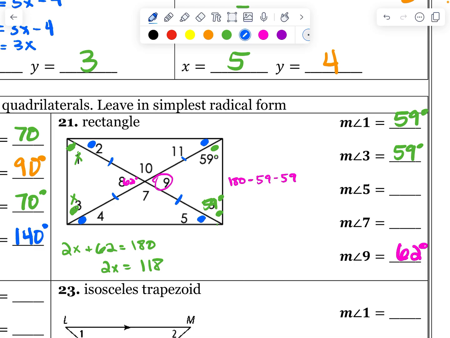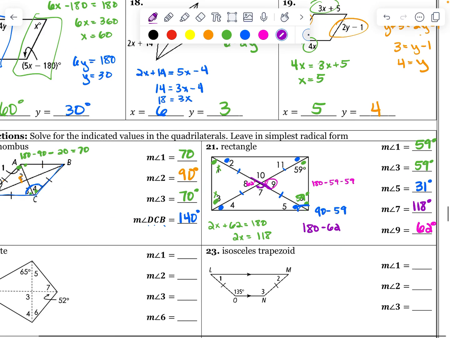Okay, let's see. Angle 5 is going to be pretty simple because we know this is a 90. So 90 minus 59 gives me 31 degrees. And then let's see angle 7. Angle 7 makes a straight line with that 62. So 180 minus 62 gives me 118 degrees. It's a puzzle. You're trying to figure out all the pieces.